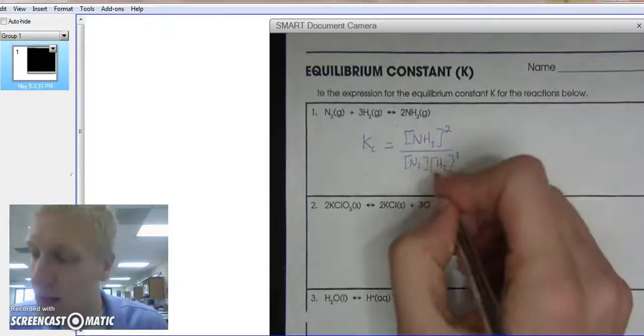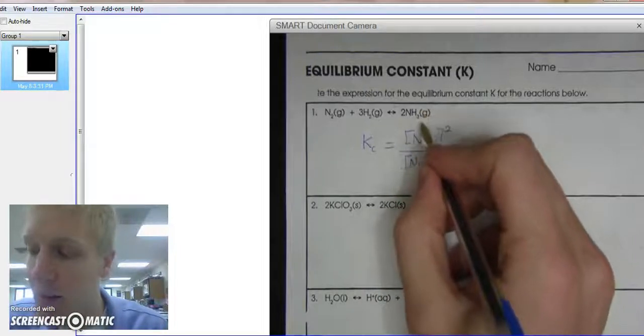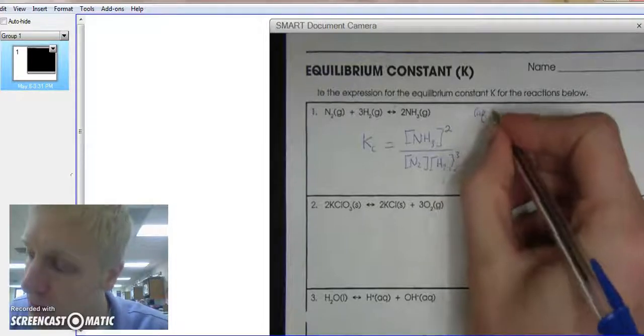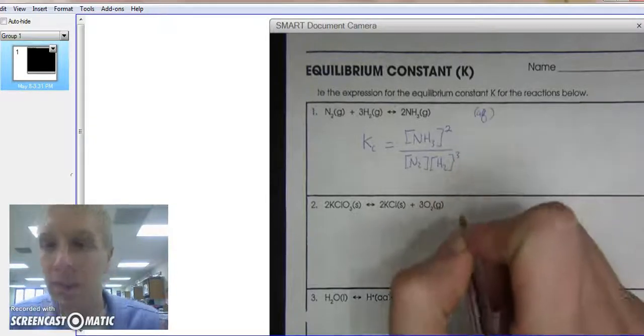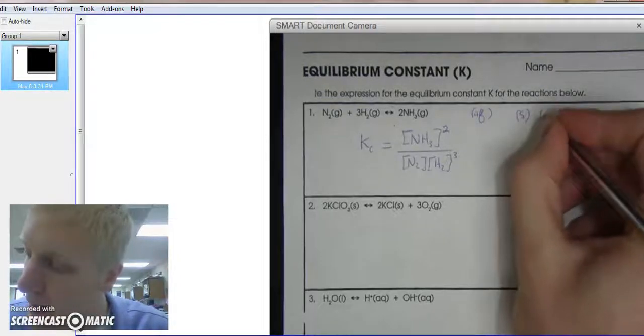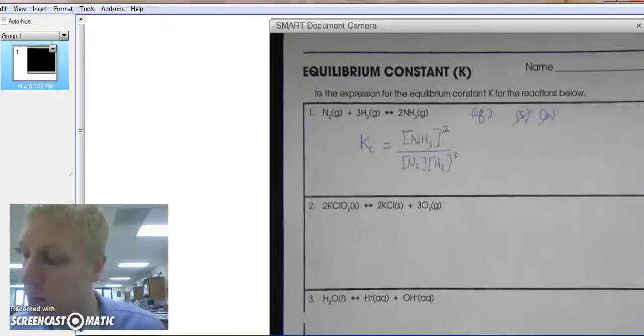Products over reactants. This only works if you have a gaseous product or reactant or an aqueous, meaning dissolved in a solvent. If you have a solid or you have a liquid, those guys would be omitted.